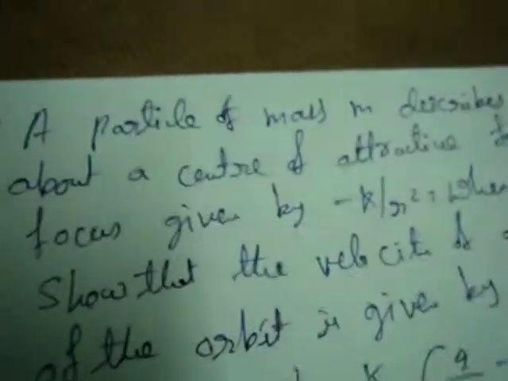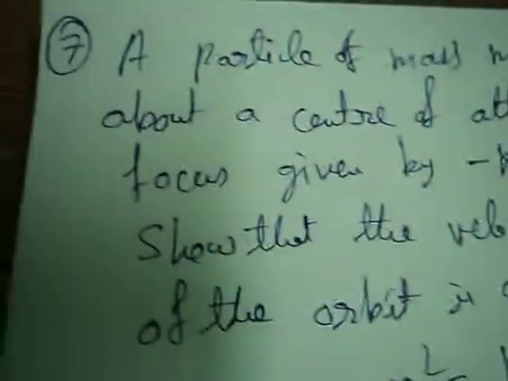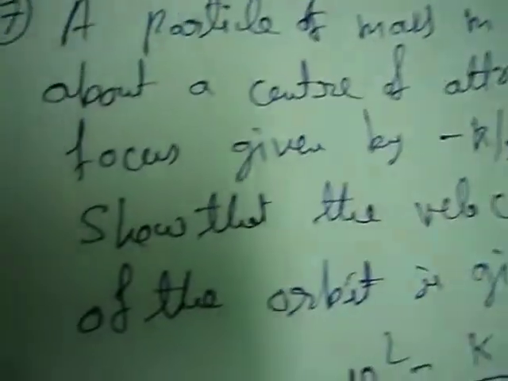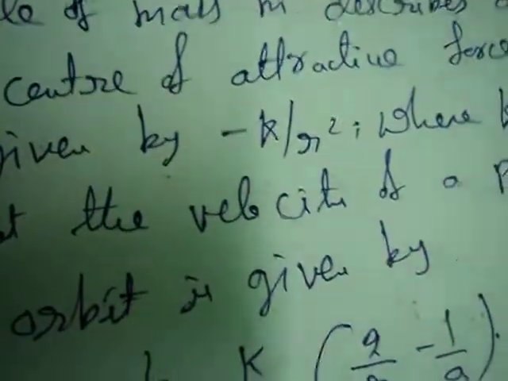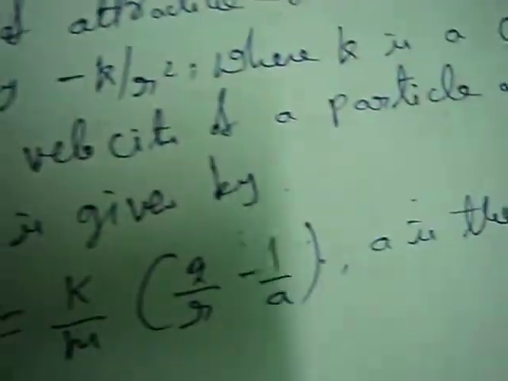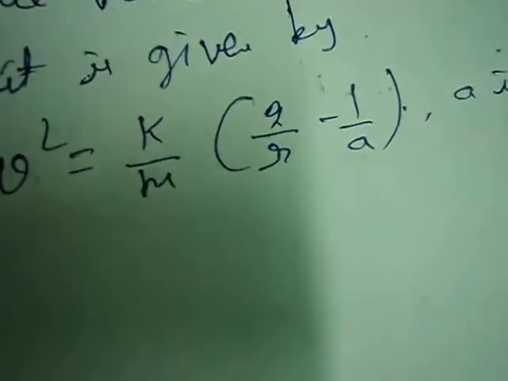So the next problem is, a particle of mass m describes an elliptical orbit about a center of attractive force at one of its foci, given by F equal to minus k by r square, where k is a constant. Show that the velocity of a particle at any point of the orbit is given by v square equal to k by m into (2 by r minus 1 by a), where a is the semi-major axis.